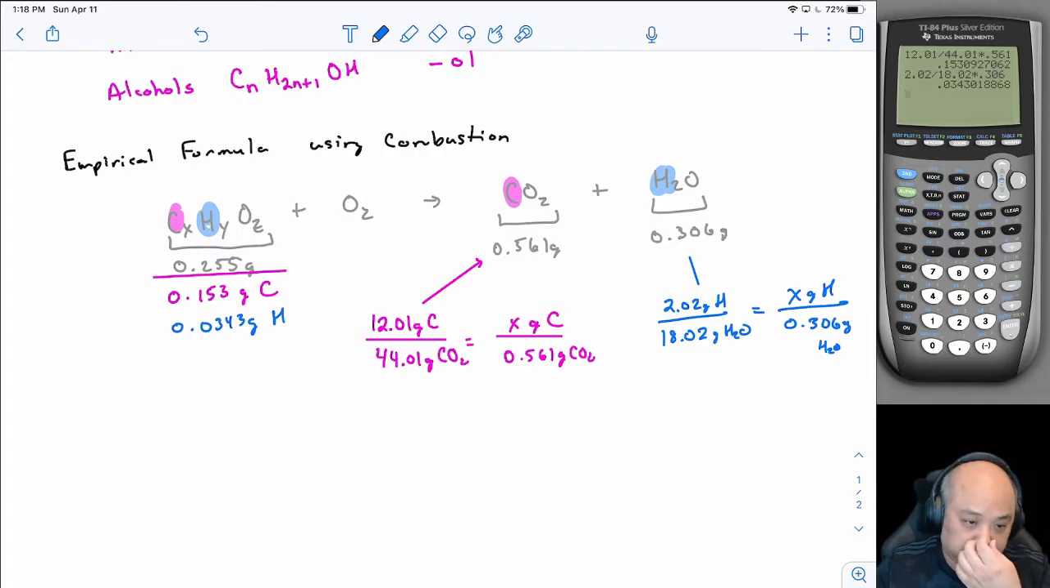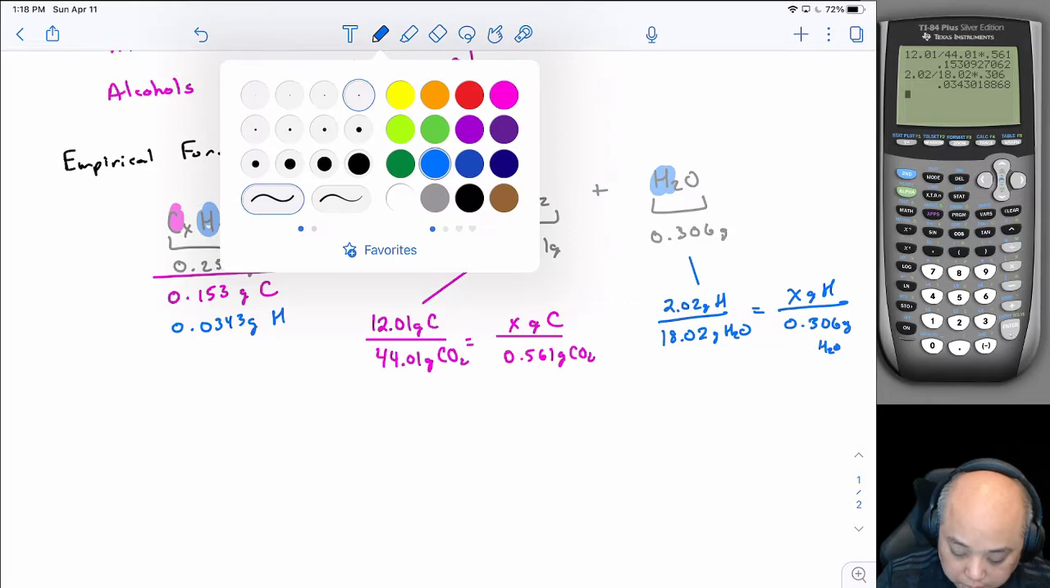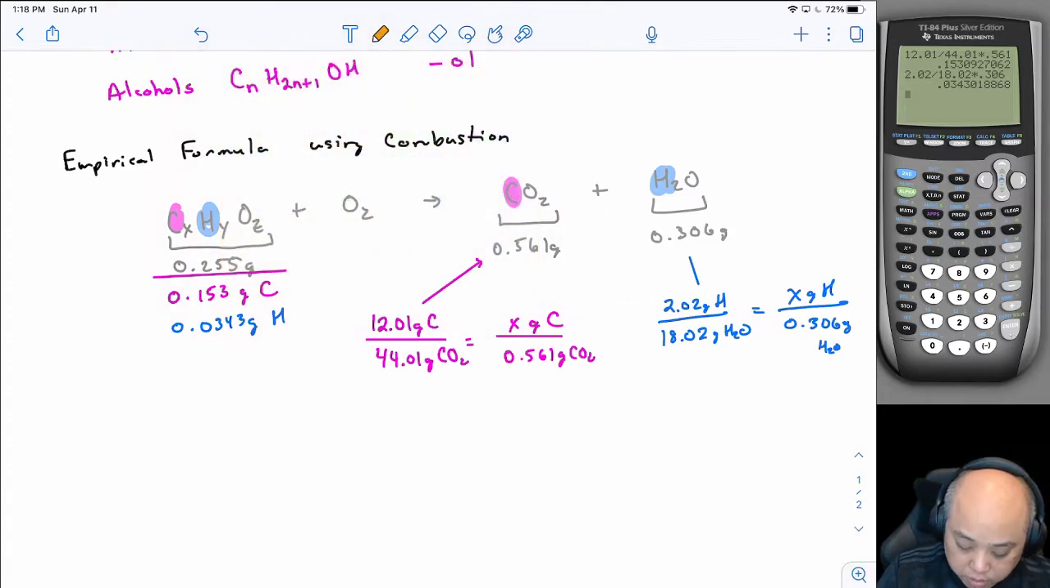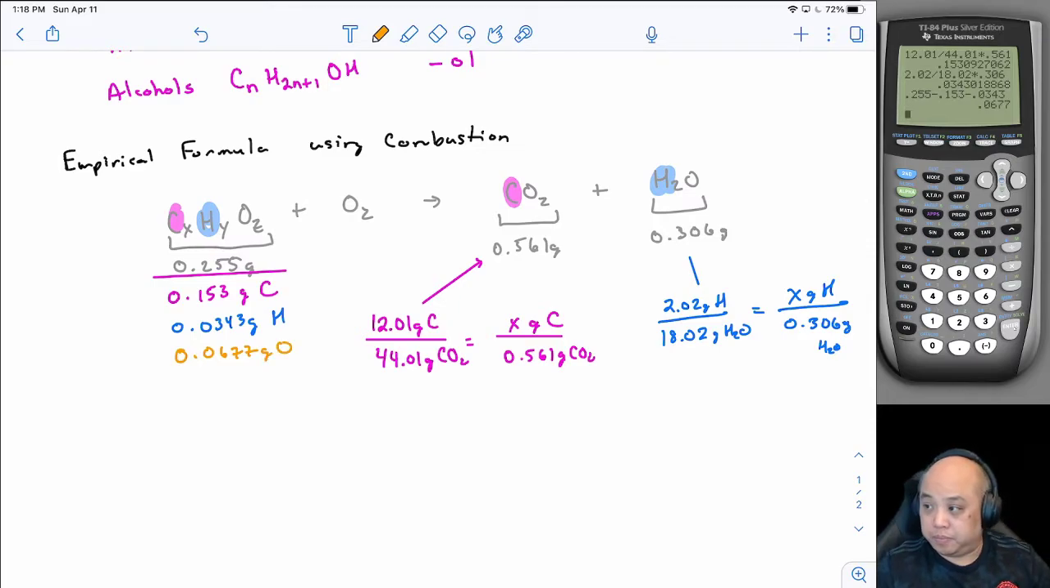Which means the rest of this compound has to be oxygen. And so if we do 0.255 minus 0.153 minus 0.0343, we get 0.0677 grams of oxygen. Okay.